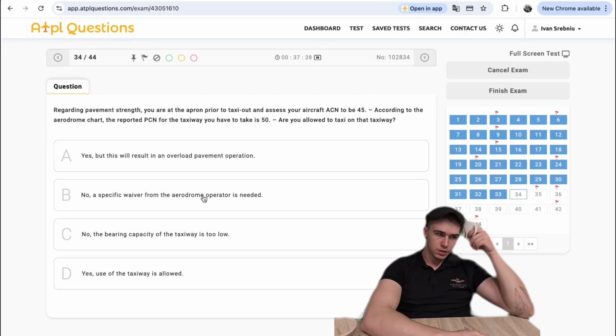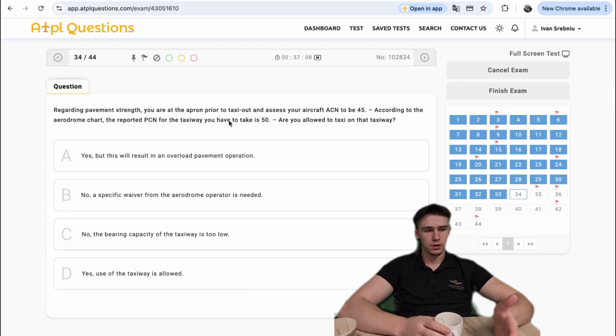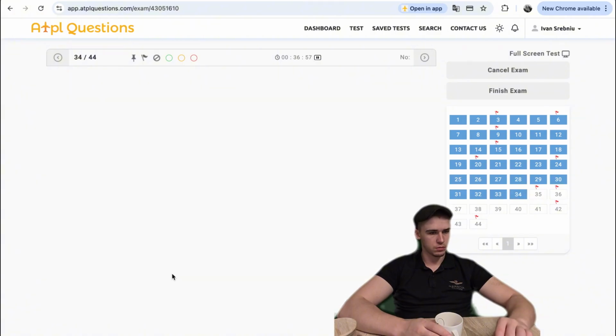Regarding pavement strength, you are prior to taxi out and assess your aircraft ACN to be 45. According to the aerodrome chart, the reported aircraft classification number ACN and pavement classification number PCN: my ACN must be equal or less than PCN. So my ACN is less than PCN, so I am allowed to taxi on the taxiway. Yes, use of the taxiway is allowed.